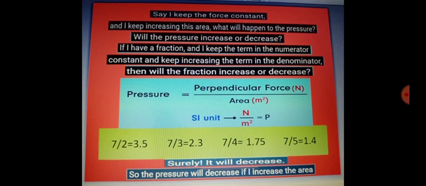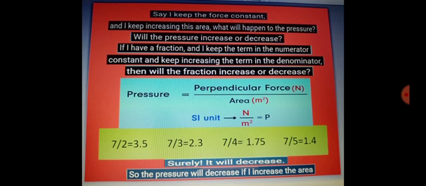So in the first case the area is 2 meters square, and the force is constant in all the 4 cases, that is 7 Newton. We keep increasing the area: 2 meters square, 3 meters square, 4 meters square and 5 meters square.